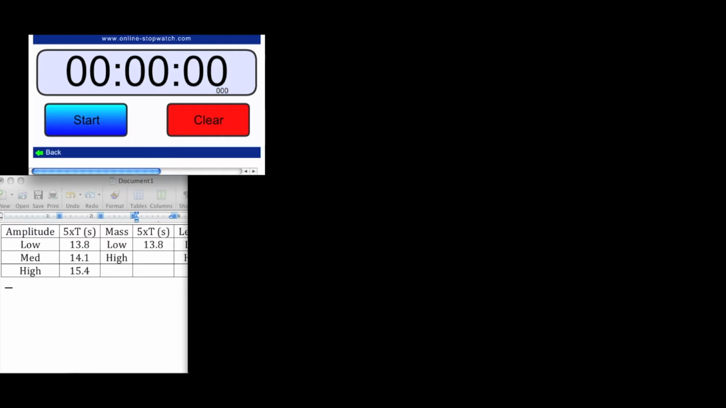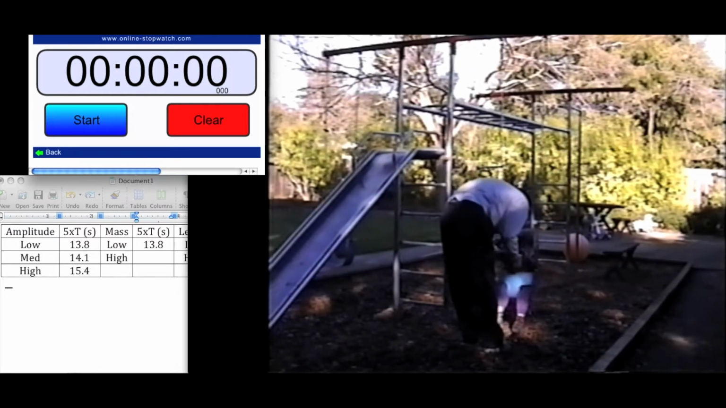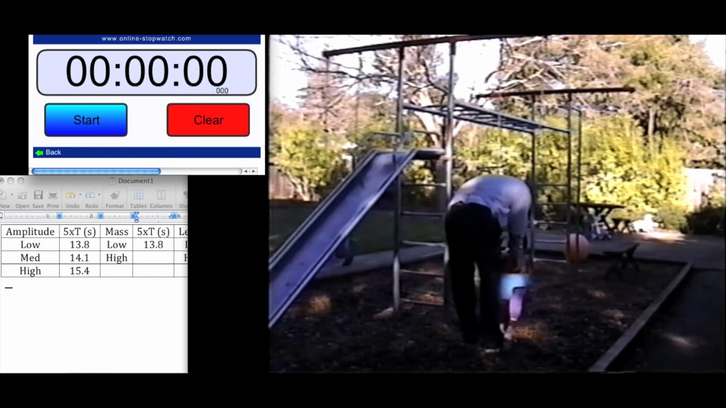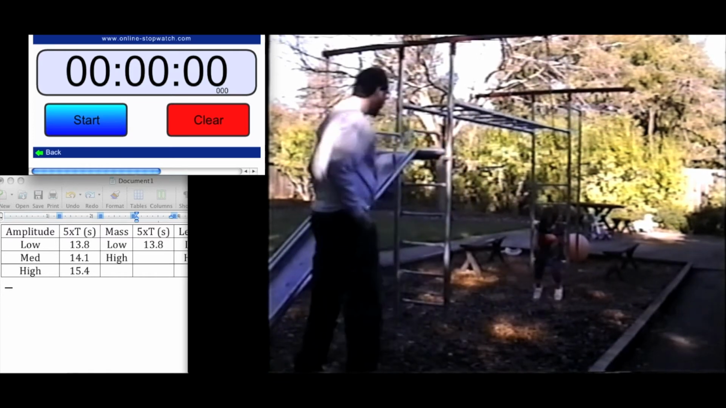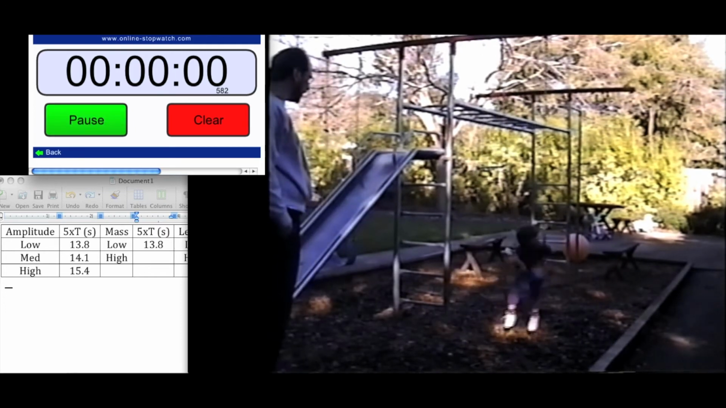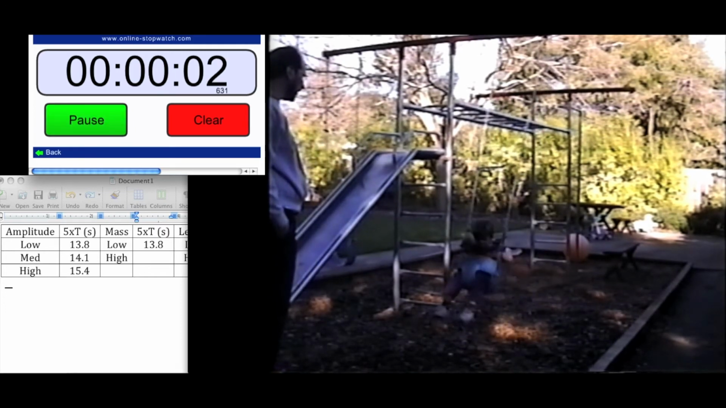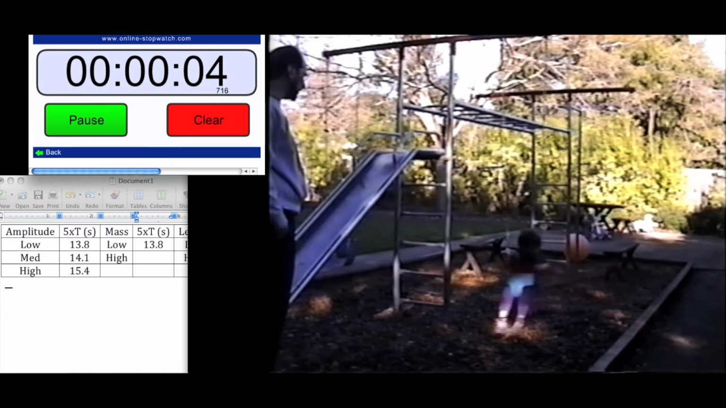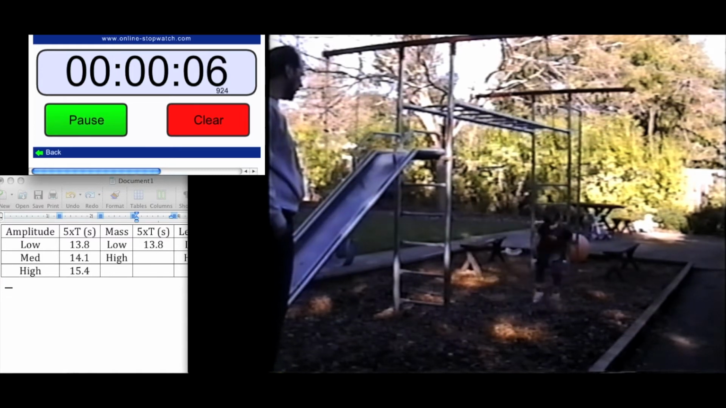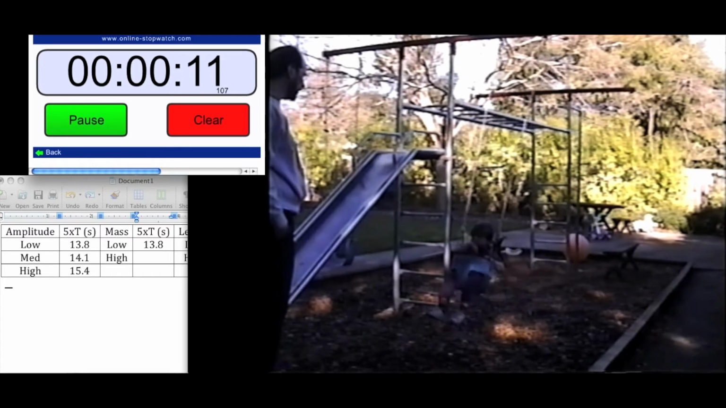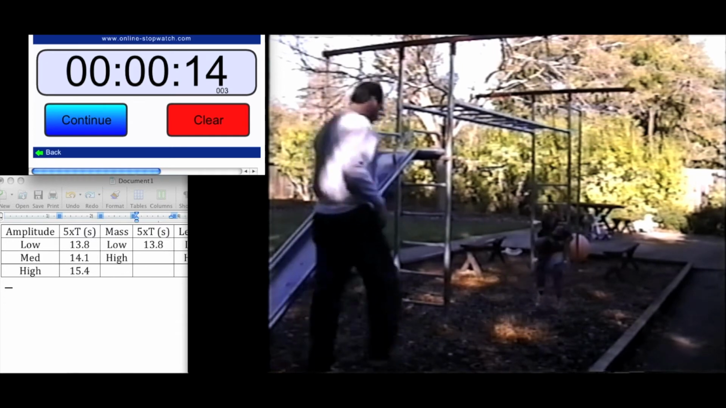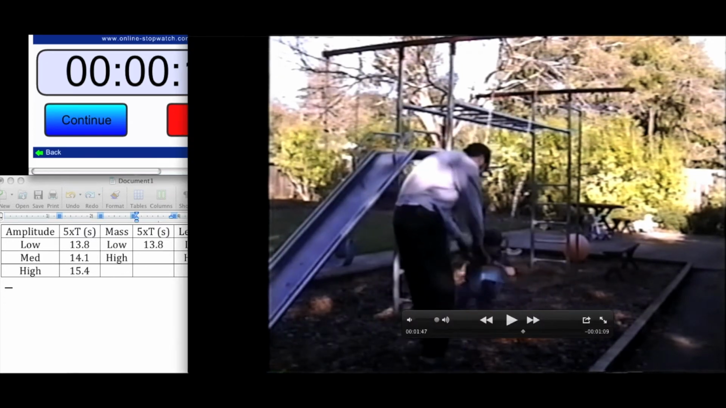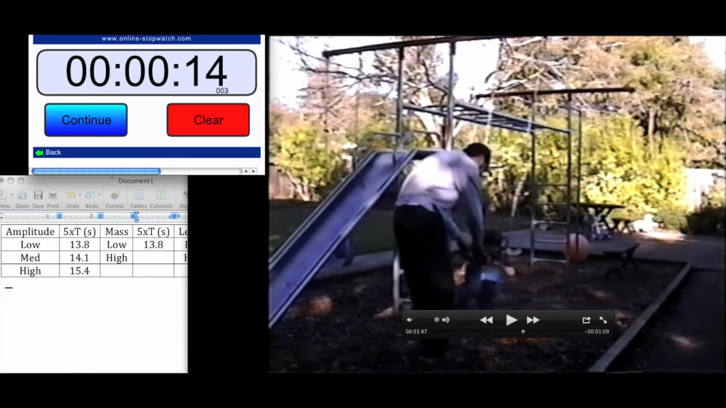And so here we go. So I'm putting a free weight in his lap. He likes to have toys when he swings. He does not like free weights. So you're going to hear him asking for his ball. Good boy. I started it when he was forward. 1, 2, 3, 4, 5. And so we get 14.0.